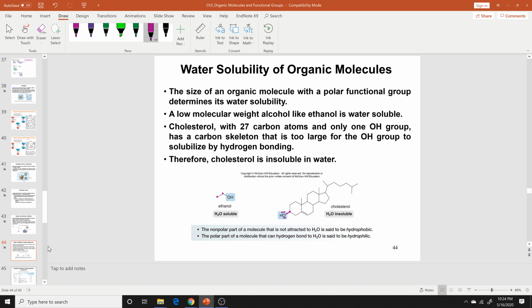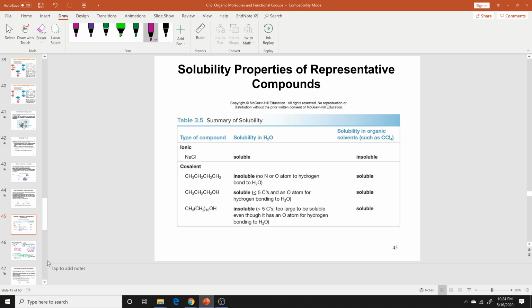So if you look at cholesterol, it does have a polar bond, but it has a lot of carbon groups in there in forms of cycles, so the carbon skeleton is pretty much large, so there is no way for cholesterol to be soluble in water. So as a rule, alkanes are insoluble in water. For alcohols to be soluble in water, they should have less than or equal to 5 carbons. If you have more than that, then your compound is not going to be soluble in water. If the compound normally is insoluble in water, then immediately it's going to be soluble in organic solvents.